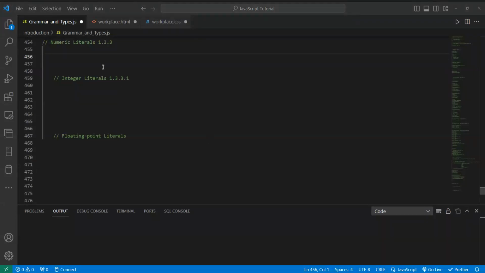So in this class we're going to talk about numeric literals, and I separated it into integer literals and floating point literals. For the numeric literals, I just want to give you one example, but before that, let me explain what it is. JavaScript numeric literals indicate integer literals in different bases, as well as floating point literals in base 10.